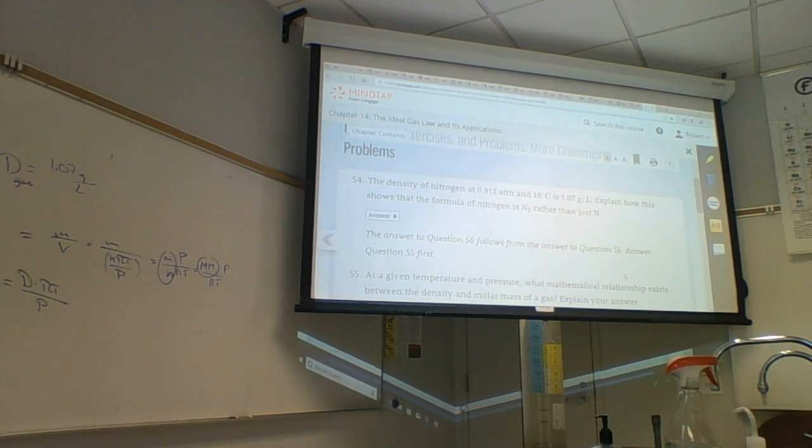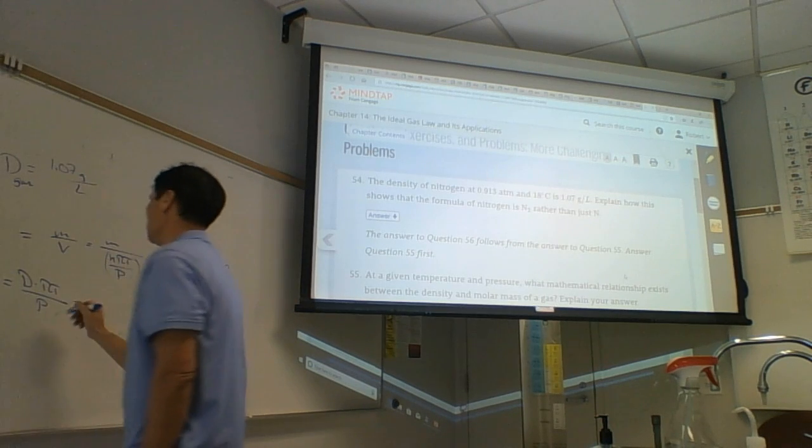And so the way we can show the difference is that the molar masses of these two are different. The molar mass of N2 is 28.02 grams per mole, whereas the molar mass for N is 14.01 grams per mole. Based on what molar mass we come up with, we can tell: if we get a molar mass of 28, it's nitrogen, N2. If we get a molar mass of 14, it's atomic nitrogen.